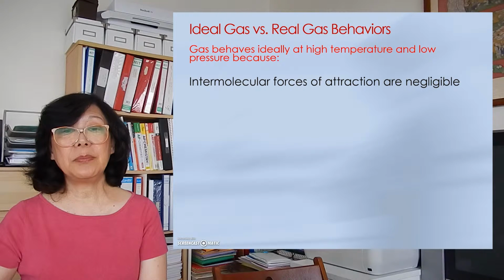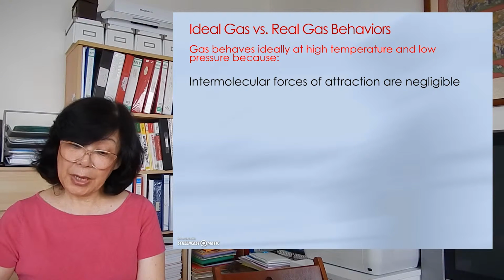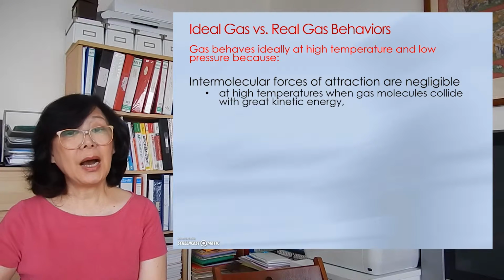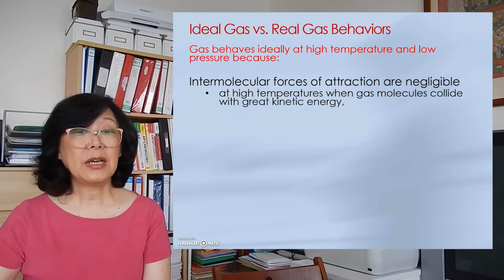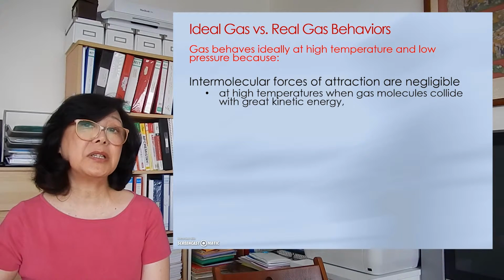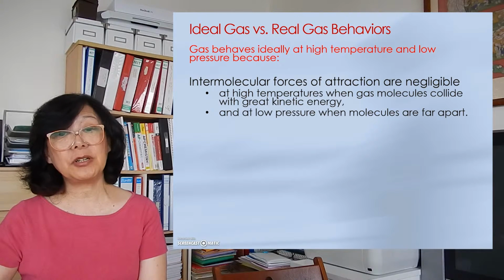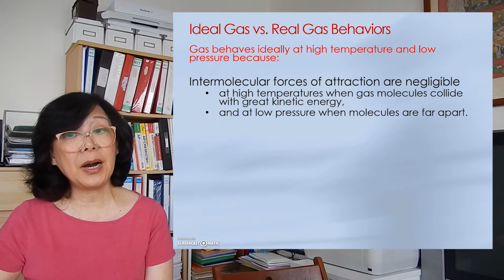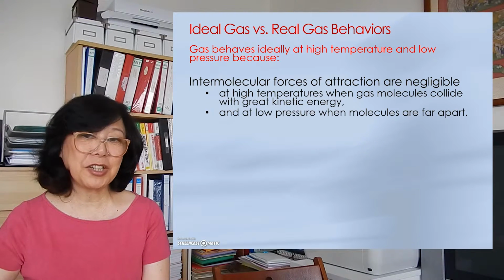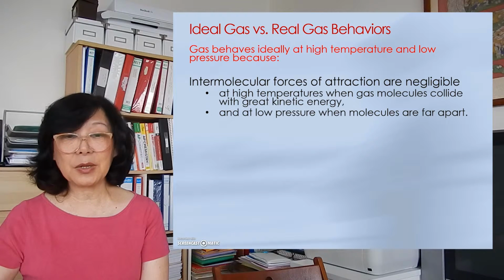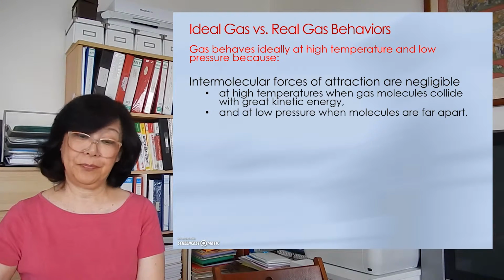Now, let's examine the difference between ideal gas and real gas behavior. At high temperature, gas molecules collide with greater kinetic energy and therefore minimize their intermolecular force of attraction. And also at low pressure, gas molecules are spread far apart, so they don't have a chance to really exhibit intermolecular force of attraction. And these are conditions that are great for ideal gas behavior: high temperature and low pressure.